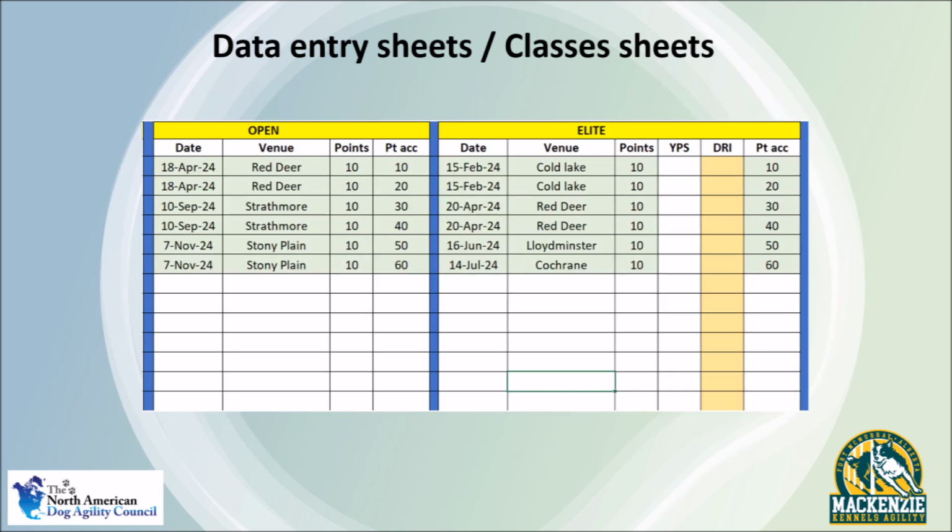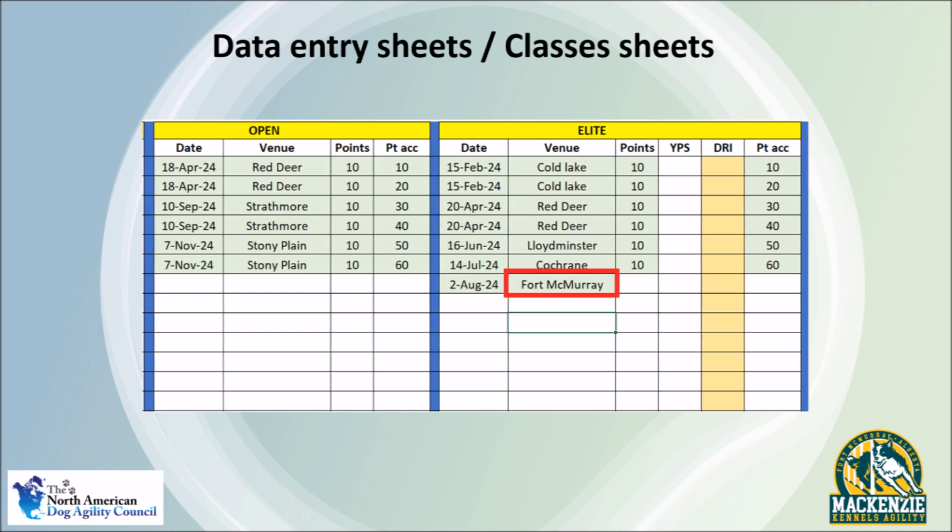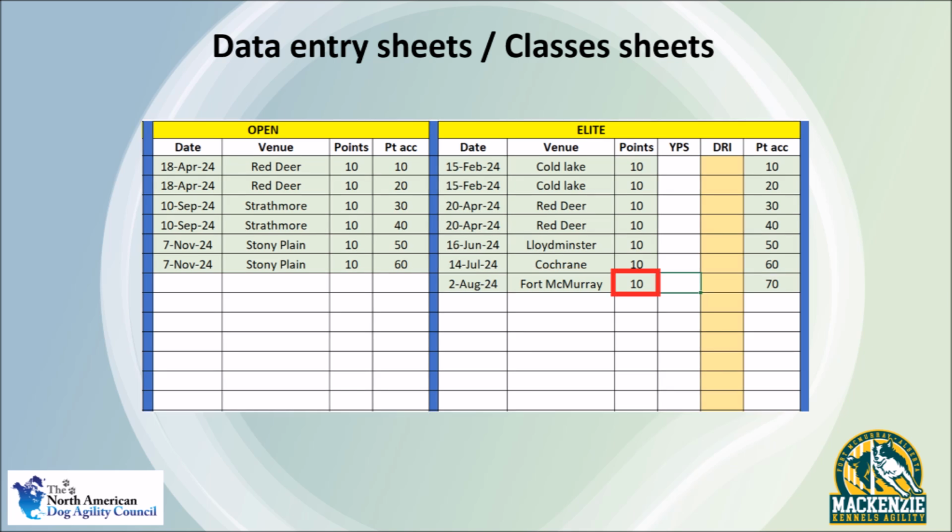So let's look at it a bit closer. We fill in the date, the venue, which could be the town or the club. You fill in the points, and on the right-hand side you'll see there's a points accumulator. We can also fill in the yards per second based on the results of your run, and that automatically calculates your dog run index. If you are populating this track sheet with information that you've downloaded from the NADAC points history lookup, you can fill in a value in the DRI column. And for this reason, the DRI column is the only column with formulas that is not protected.